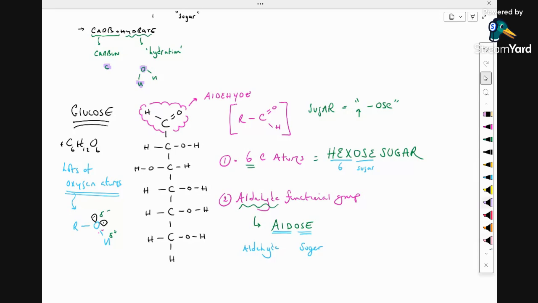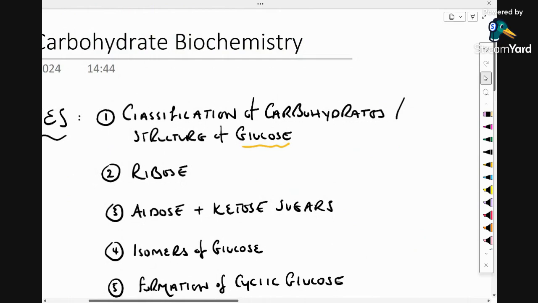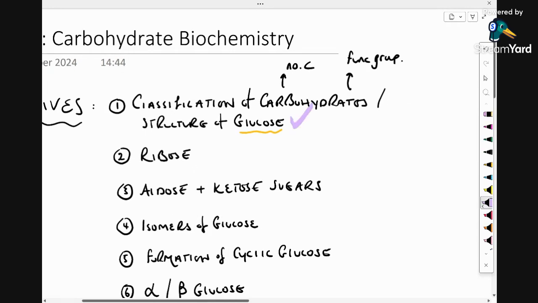So I'm going to pop up to our objectives, and we can hopefully now tick off the first point here, which is that we have now classified carbohydrates into two groups. You can do it based on the number of carbons, and in the case of glucose, we're a hexose, so that's a 6 carbon sugar, and we've also done it in terms of the functional group that's present. And in the case of glucose, we're an aldose because we have an aldehyde functional group. So hopefully that ticks off the first objective there.